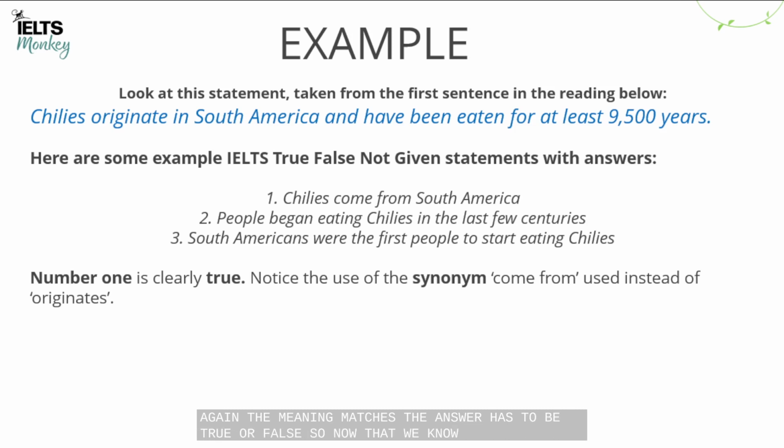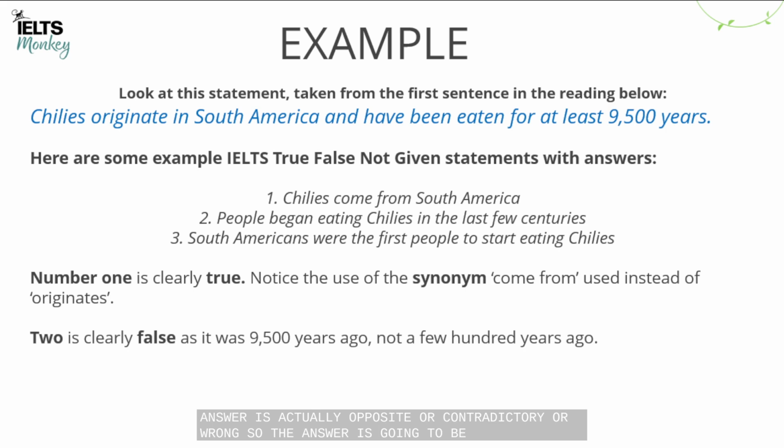So now that we know we're in the correct category, we can take it one step further and take a look at 9,500 years. And obviously that is going to be different from the last few centuries. A century, of course, is 100 years, so a few centuries would be 200 to 300 years maximum. Quite different from 9,500 years. So again, we've established that the meaning matches, so it has to be true or false. But now we've seen that the answer is actually opposite or contradictory or wrong, so the answer is going to be false.